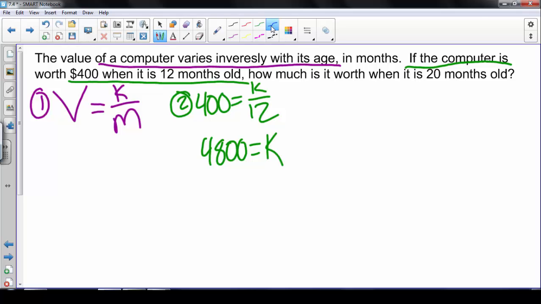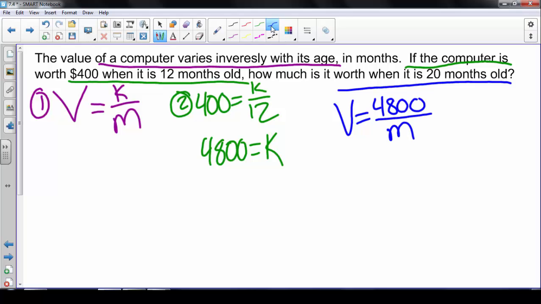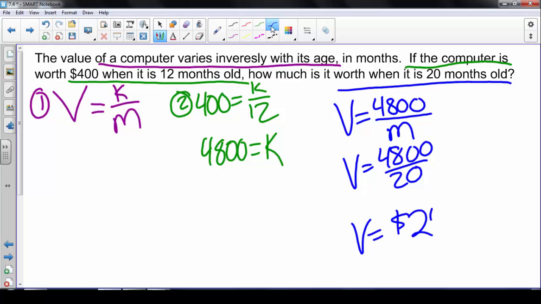And now we can put all of this together to figure out what it's actually asking us. So putting that 4,800 in for our constant K. When it's 20 months old, we just change the months to 20. And the value would be $240.